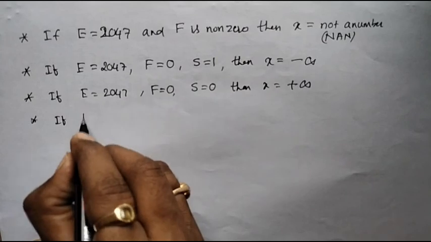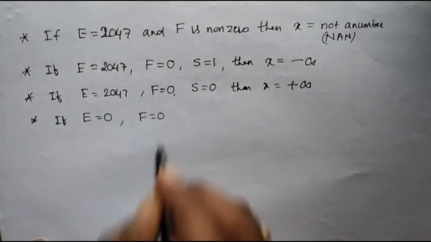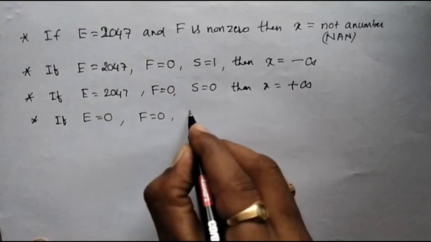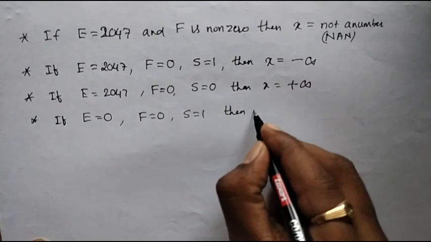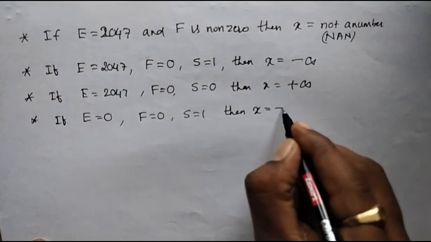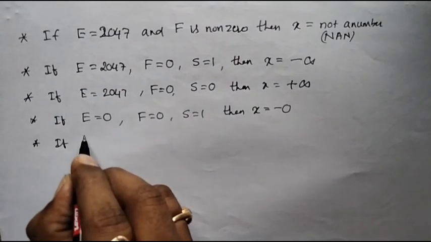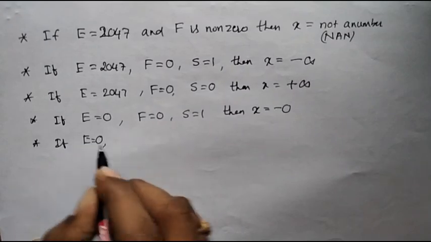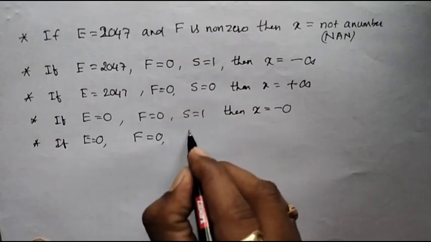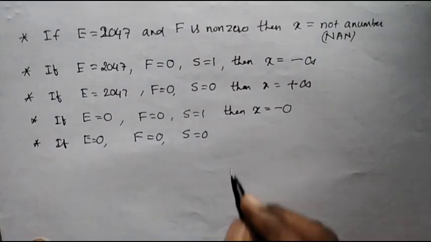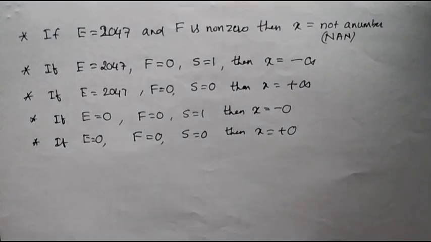If the exponent value is 0 and the F value is also 0, and the sign bit is 1, then the decimal value X will be minus 0. Similarly, if the exponent is 0, F is also equal to 0, and the sign bit is positive, that is 0, then the X value will be equal to plus 0.